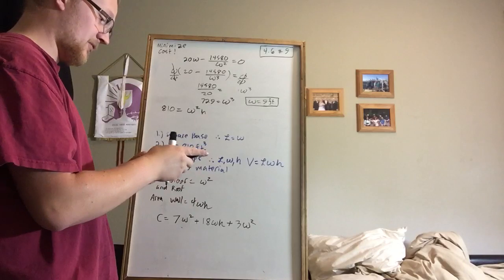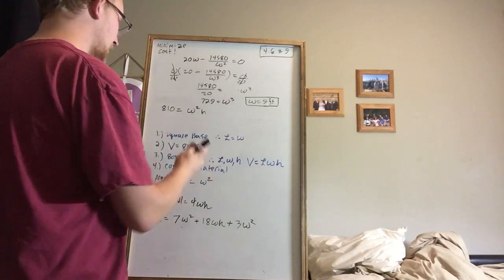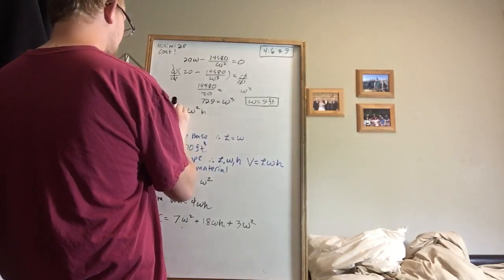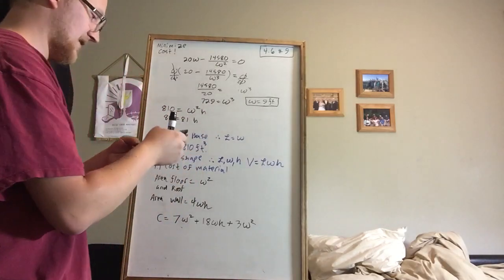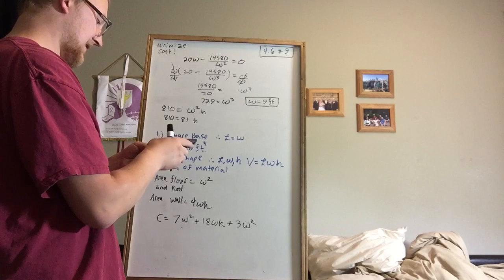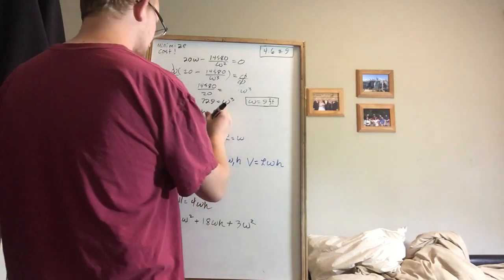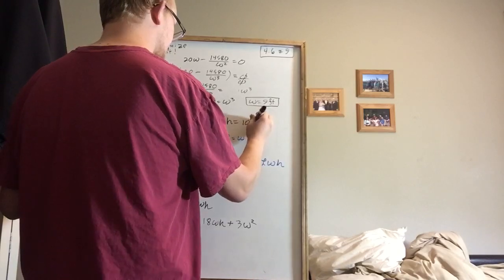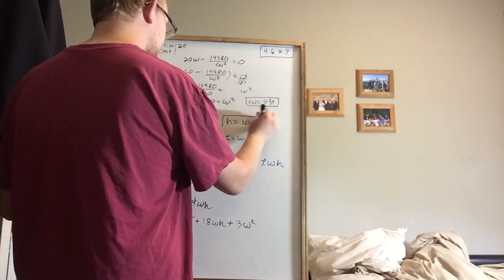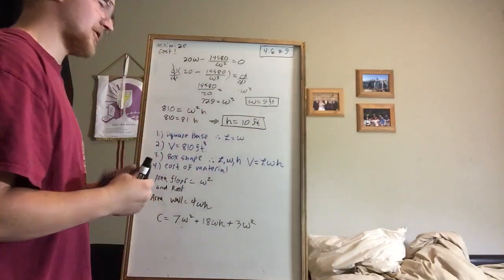So w squared is 9 times 9. That's 81. So 810 equals 81h. We divide both sides by 81, and 810 divided by 81 is 10. So we've now solved that h, the height, is 10 feet. That sounds like a pretty good storage shed.